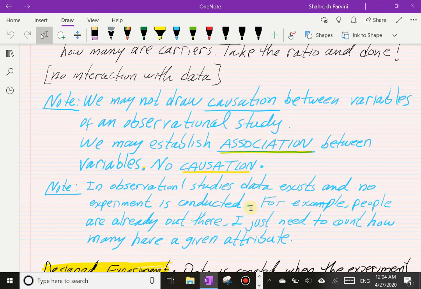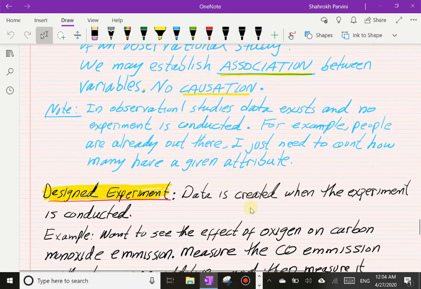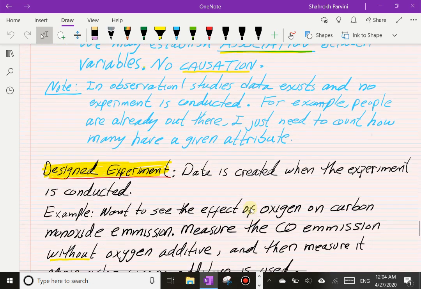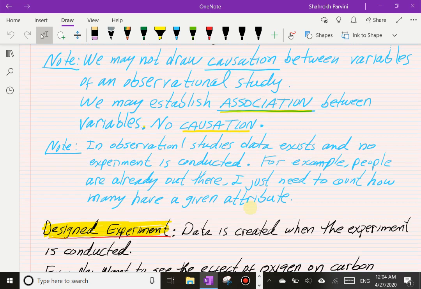Now, in contrast with observational studies, designed experiments are actually the ones that we would like to do. So, with designed experiments, the data is actually created when the experiment is conducted. It's not already there to where I can tap into it. So I have to create some kind of an environment. I have to conduct an experiment for data to be generated.